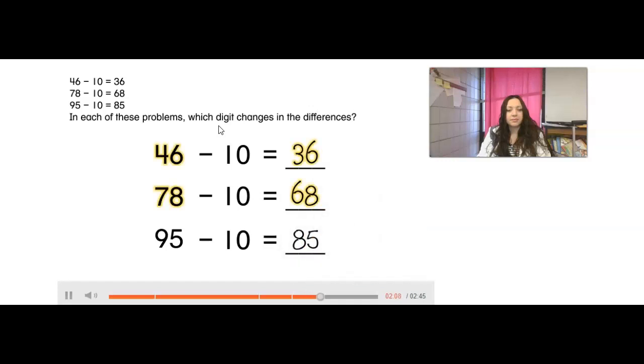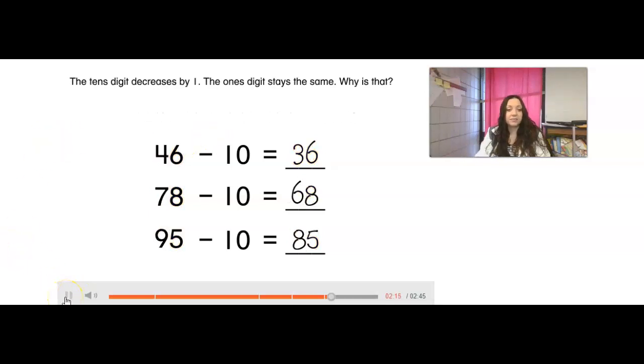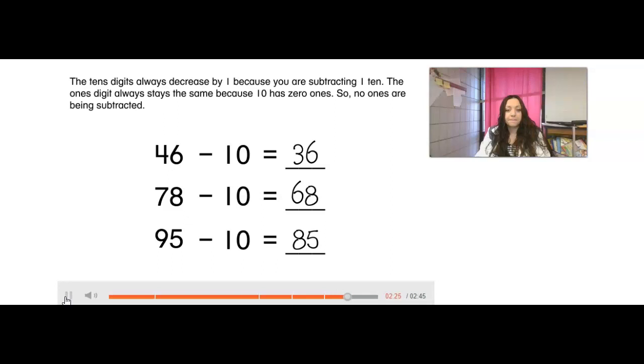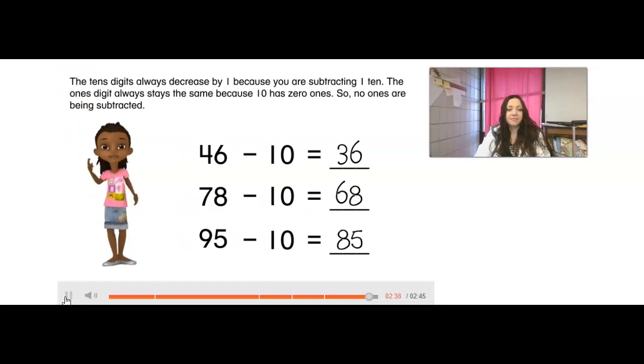In each of these problems, which digit changes in the differences? Remember, we're subtracting 10, so the tens digit changes. It decreases by 1. The ones digit stays the same. Why is that? It's always decreased by 1 because you are subtracting 1 ten. The ones digit always stays the same because 10 has 0 ones, so no ones are being subtracted. Remember, when subtracting tens, the tens digit changes, but not the ones digit.